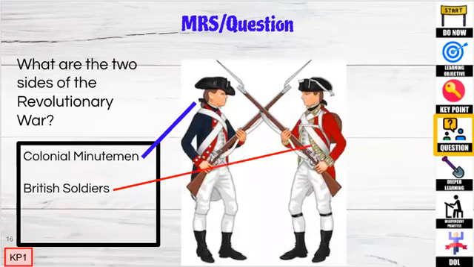Great. So the colonial Minutemen is on the left. The British soldier is on the right. You can tell by the colors they wear. The British soldiers wore red. Colonial Minutemen wore dark blue or navy blue.